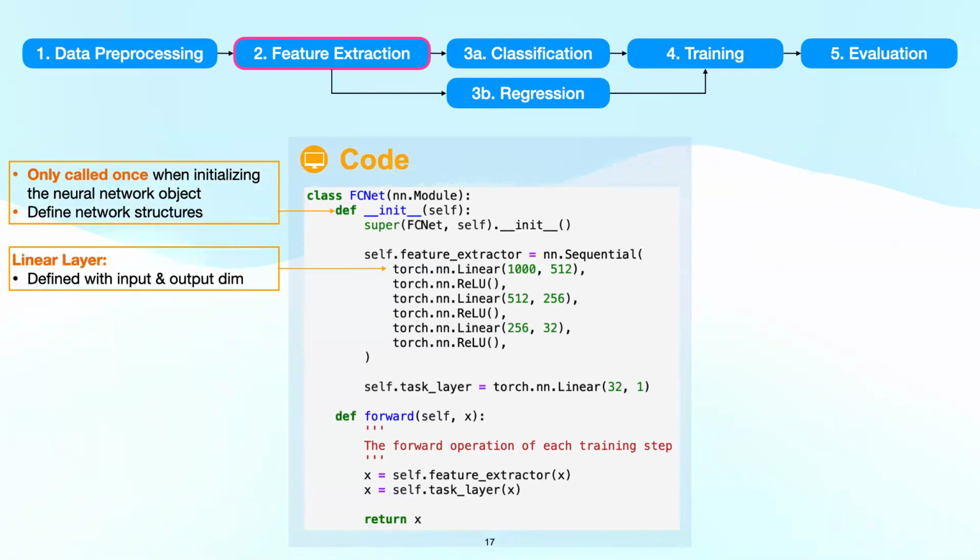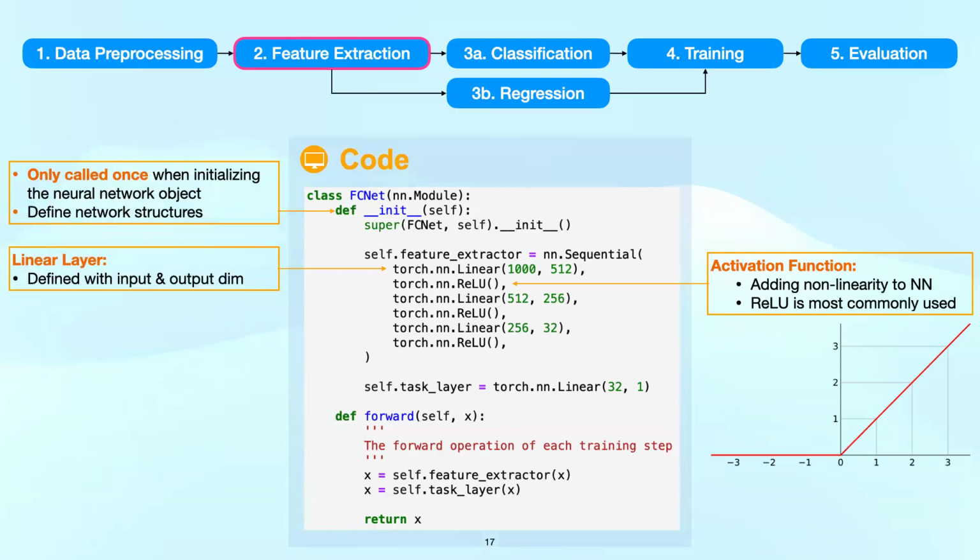In this sequential function, you can just call each of the layers. The first layer is a torch.nn linear layer, which takes a 1000 dimensional input and gives a 512 dimensional output. This is the first layer I showed you on the last slide. You just need to tell the code your input dimension and your output dimension. Then we define an activation function right after this linear layer. The activation function, as I said, adds nonlinearity to your neural network, and the most commonly used one is called rectified linear units.